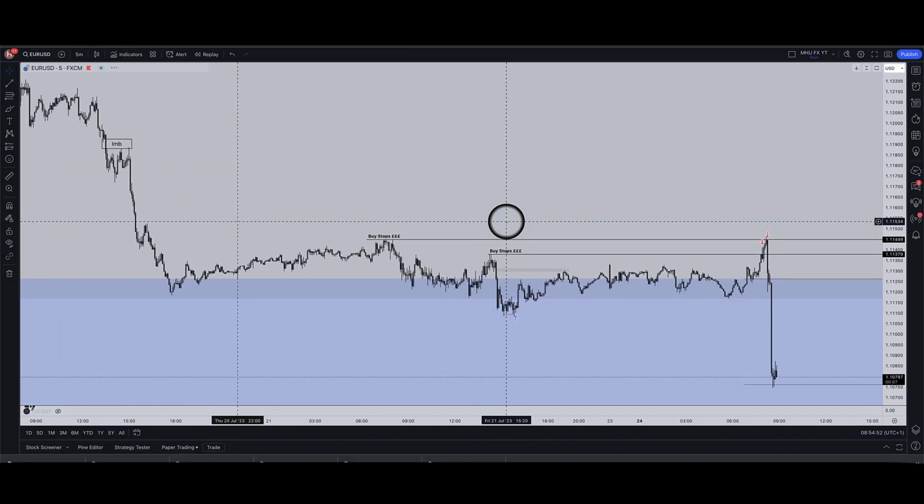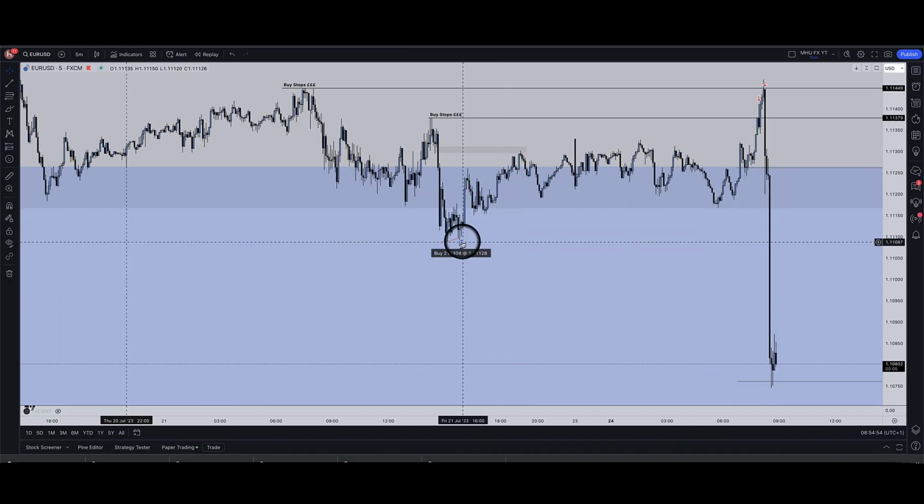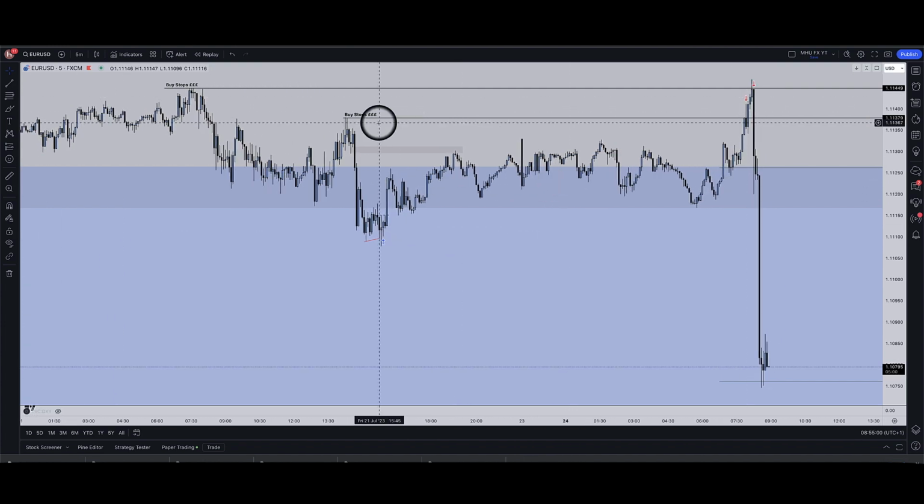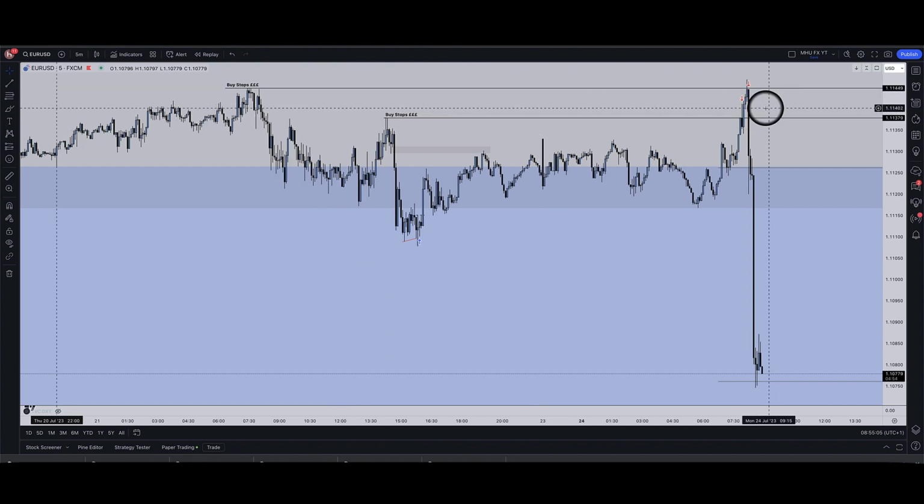So guys, let's go to EURUSD now. So you can see here, this is my entry. My entry was down here. You can also see that I took partial profits above the very first set of buy stops. And then I did let the rest ride.